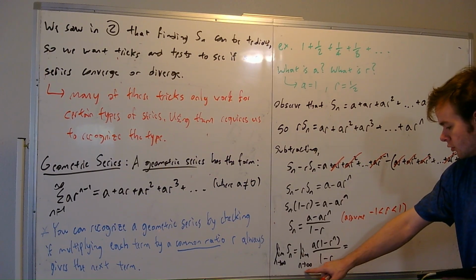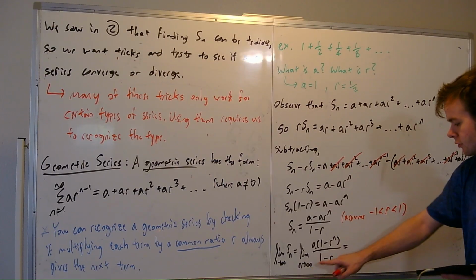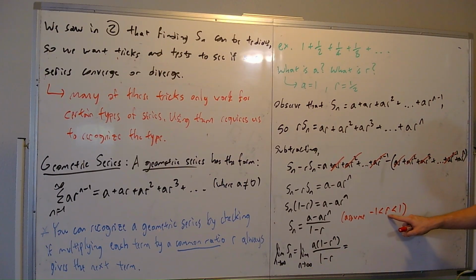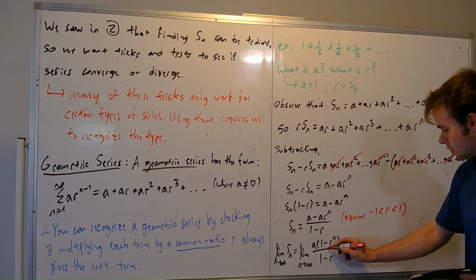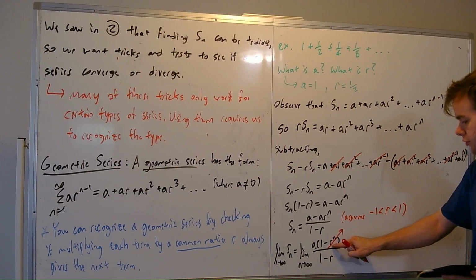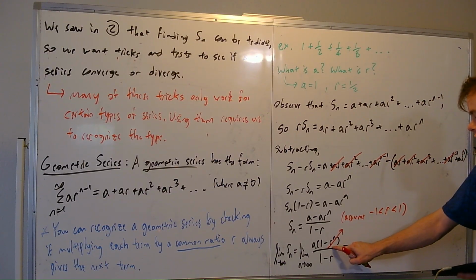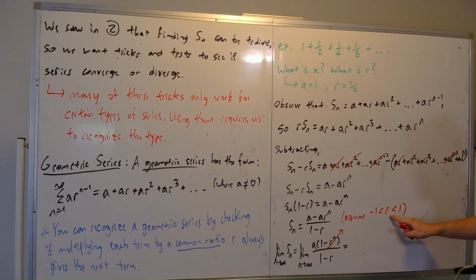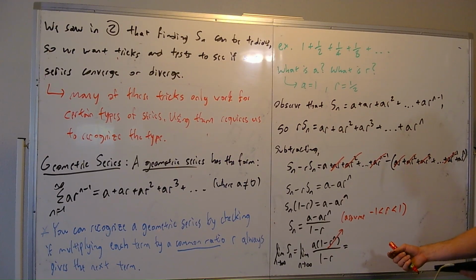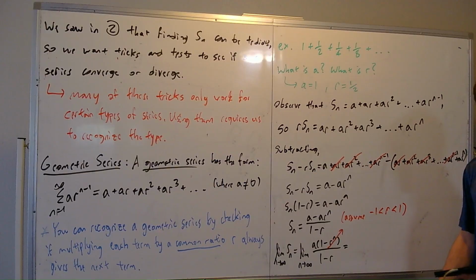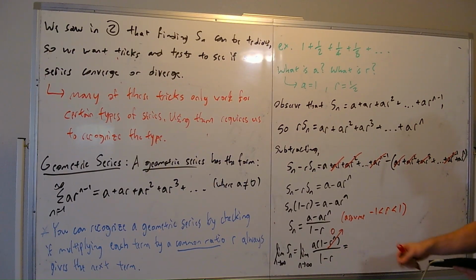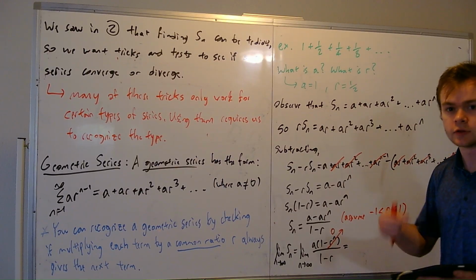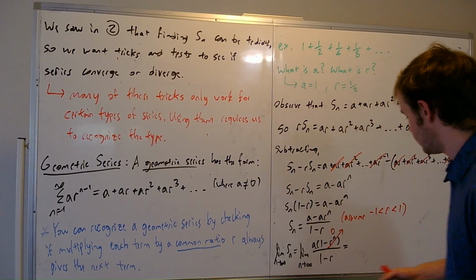Then we need to look at what's happening here. n is going to infinity, and we've got this relatively small value of r. If we keep multiplying that by itself, what does r to the n go to? Let's say r is equal to a half, and you keep multiplying a half by itself. Well, this is going to 0, because 1 half times 1 half times 1 half times 1 half, the more you do it, the closer and closer you get to 0.